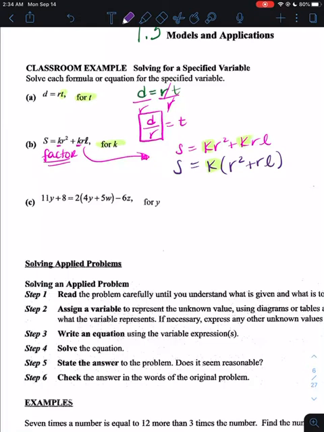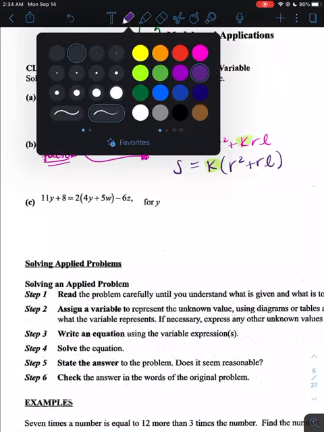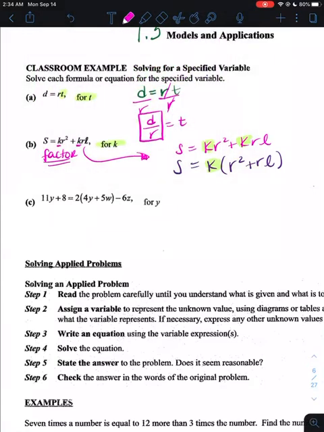Your goal is to get k by itself. Well, what's keeping k from being by itself? What's keeping k from being by itself is that parentheses that's beside it. That parentheses is being multiplied to k. So again, the opposite of multiplication is division. I'm going to divide that entire parentheses. And what you do to one side, you got to do to the other. So my final answer is s over.